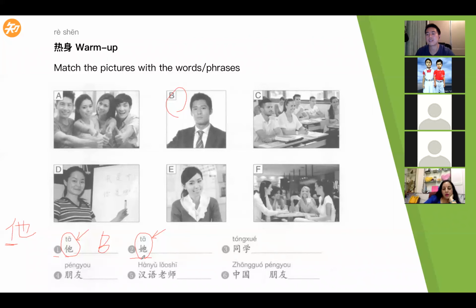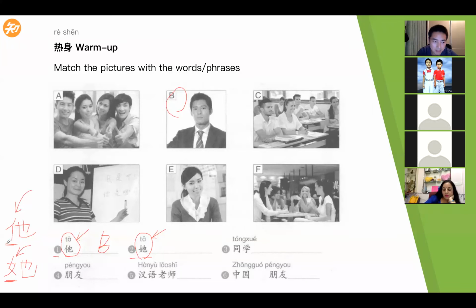Still ta, right? But this one is she. So the difference is that she is written in this way. Pay attention, this part is different. Actually, this one means female. This part means female, and this part means person.